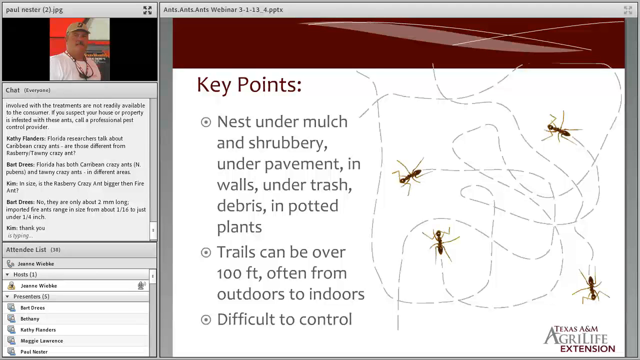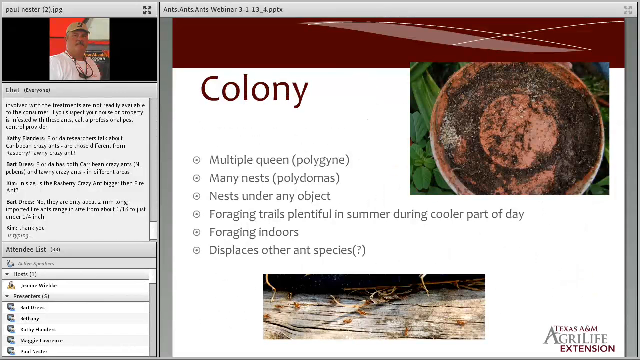And if there's moisture, you can turn these over and you will see an abundance of worker ants, an abundance of brood, and more than likely several queens. Trails can be over 100 feet from outdoors to indoors, and because of the sheer numbers of these ants, they can be difficult to control. The colony does have multiple queens. We call it mini nests, polydomous.